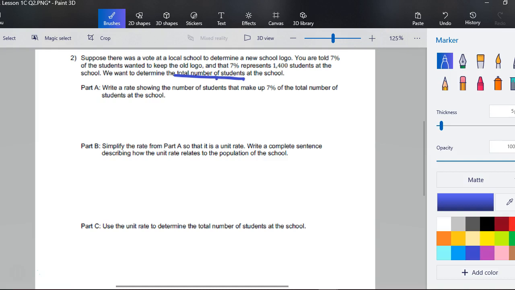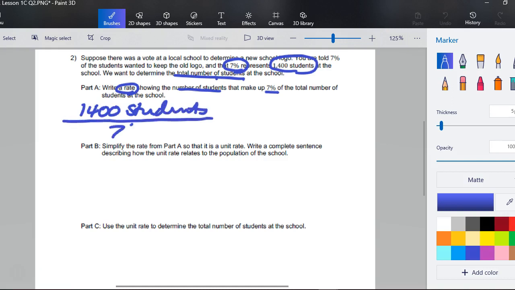The way we're going to handle this one is we're going to write a rate showing the number of students that make up the 7% total number of the students at the school. Remember, 7% just represents 1,400 students, not 100% of the students. So when they ask us to write a rate of the students to the percentage, we did it. Here's the rate as students, written as students to percent.